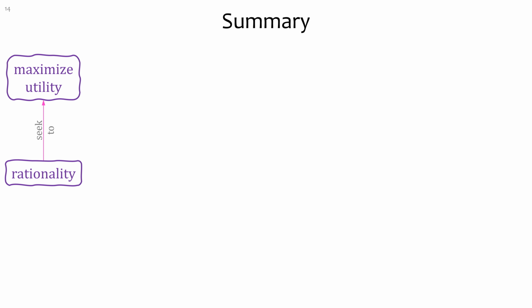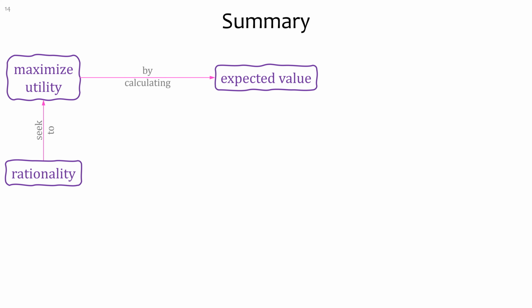Let's summarize today's lesson through a concept map. We talked about rationality, which is seeking to maximize utility, and that is done by calculating expected value. Notice that in a concept map, each arrow is effectively a sequence and can be converted to a sentence. So here we say rationality is seeking to maximize utility. So this is a fairly rich way of doing concept maps where you have an arrow with a little description on it. Maximizing utility is done through calculating expected value, right?